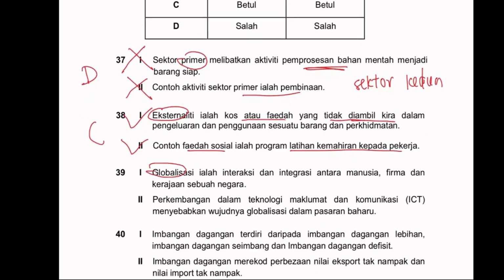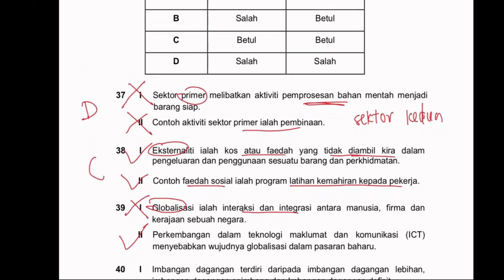Now, globalisasi, interaksi dan integrasi manusia free mah? Correct or not? No. Okay, no. It's not, yeah. Perkembangan dalam teknologi menyebabkan globalisasi dalam pasaran baharu. Correct or not? Yes. You need to know we create technology, we have a good pengangkutan, your sikap kerajaan, right? They are the reason that we have globalisasi. So wrong and right is B.